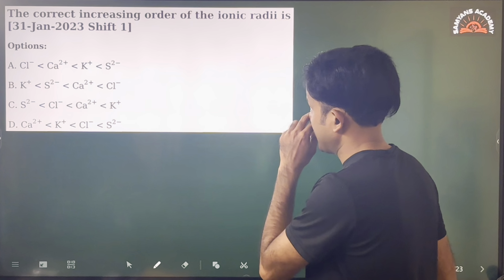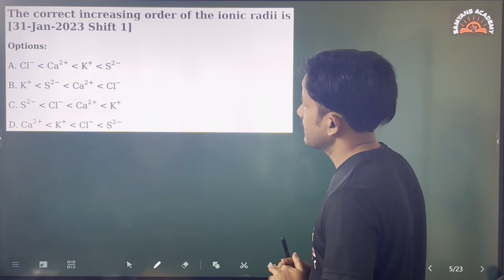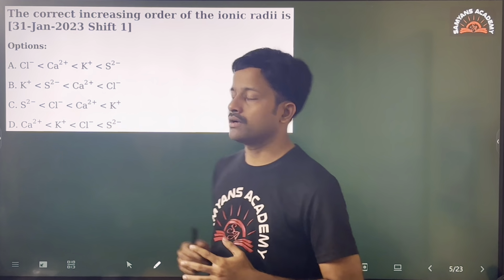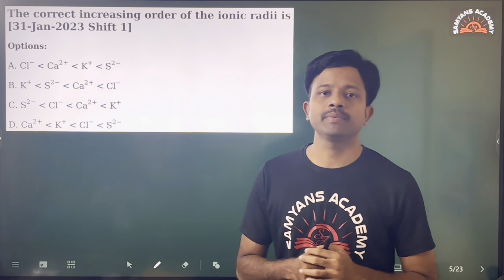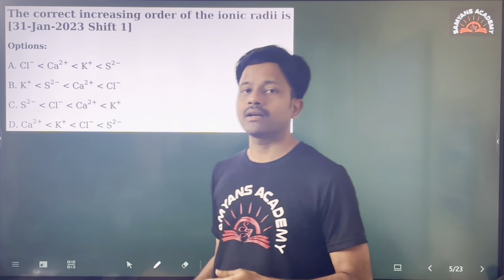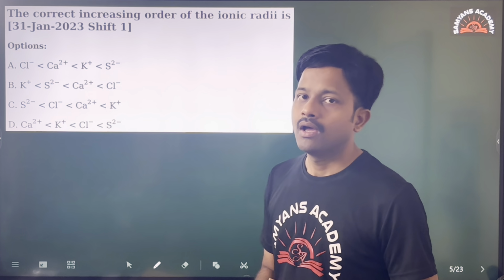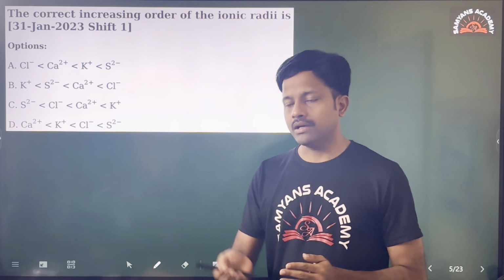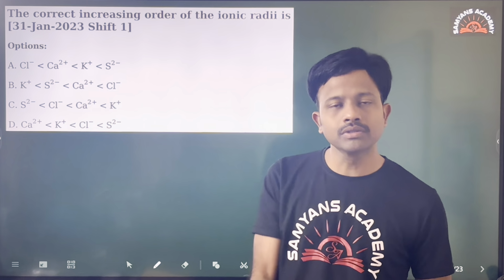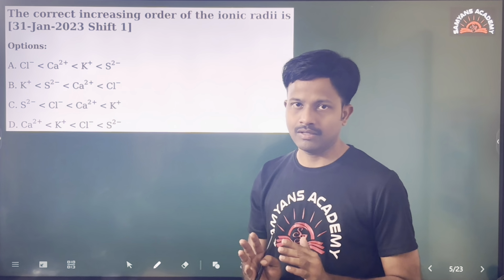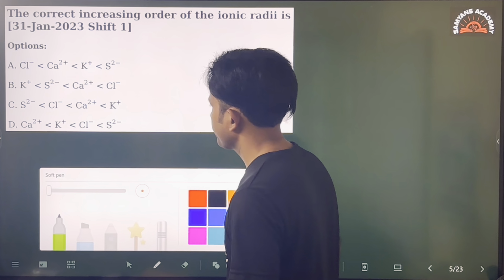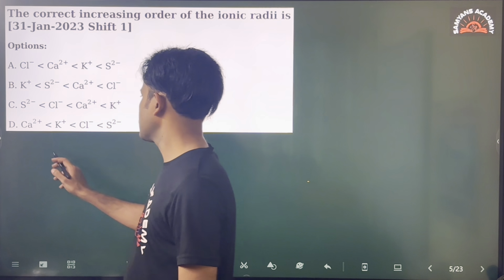Make sure of the correct increasing order of the ionic radius. I think all of these are isoelectronic species, right? Isoelectronic species have the same number of electrons. Remember, if an atom gains electrons, its size increases. If an atom loses electrons, its size decreases. Now check which one is the right answer here. See whether all have 18 electrons or not.